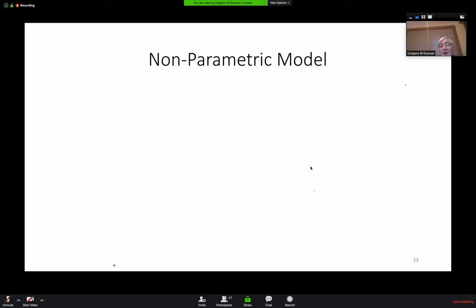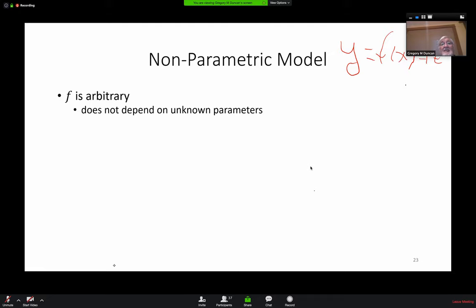What about non-parametric models? In non-parametric models, f is arbitrary. Remember, we have y equals f of x plus an error. And now f is arbitrary. It's not linear. We don't know the functional form. It doesn't depend on unknown parameters. It's even worse than that. The form is completely unknown.